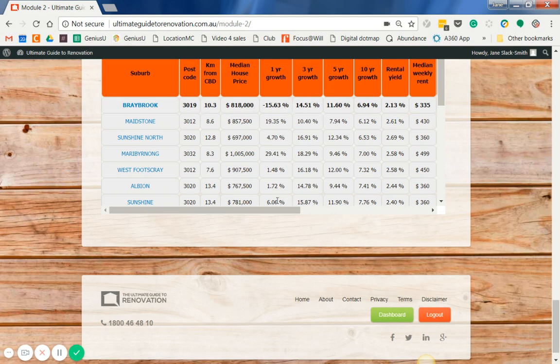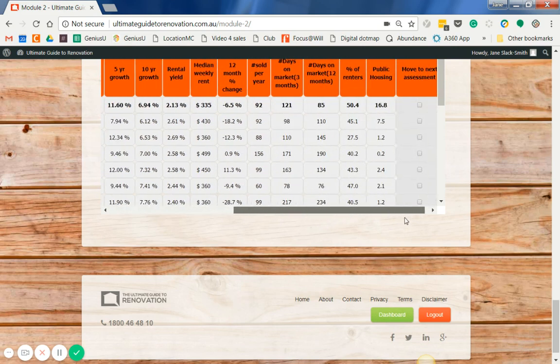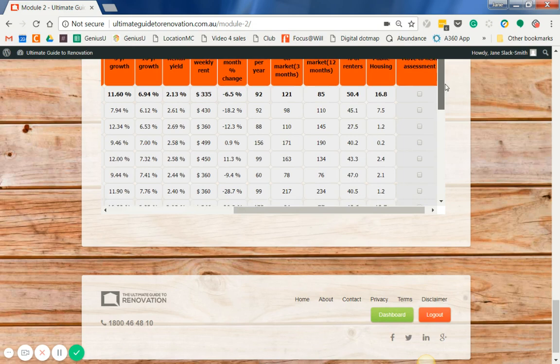So what we've done is we've pulled all this data from RP data. We're looking at the median yield, so you can compare those quite quickly, the rents, the change of stock on the market, so you get a real feel for what's been happening. Less stock on the market, for instance, so it's probably getting tighter to buy. We've got the number sold, the days on the market in the last 3 months and the last 12 months, so we're getting an idea that it's slowing down, for instance. So this comparison, the percentage of renters also in the area, and percentage of public housing.